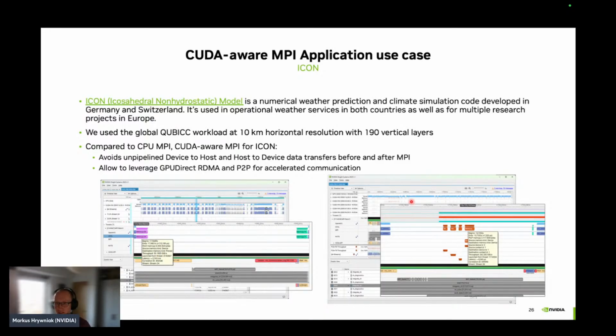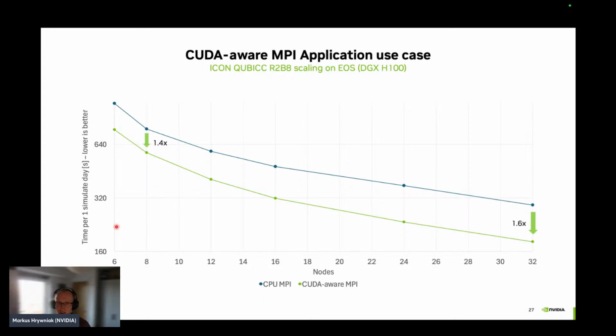For ICON, if you look at the scaling behavior, the important thing being measured here is the time to simulate one simulated day, so less is better. If you scale out through multiple nodes, in this case on EOS, which is a DGX H100 cluster, you can see between 1.4x and 1.6x improvement. That is just because of all the gains that manifest through the CUDA awareness of the MPI and the direct copies between the GPUs.